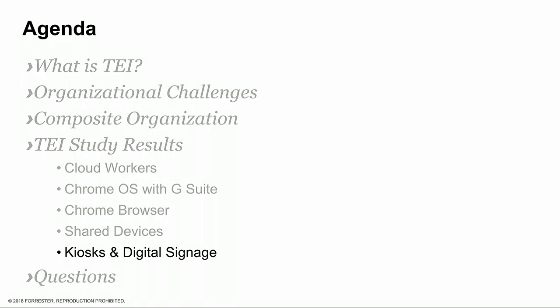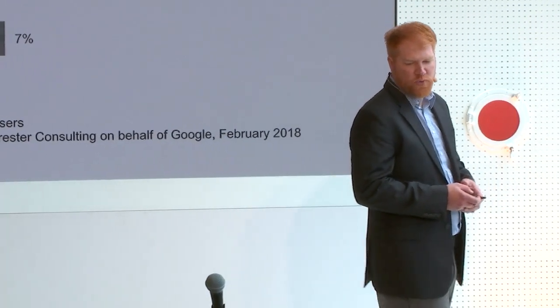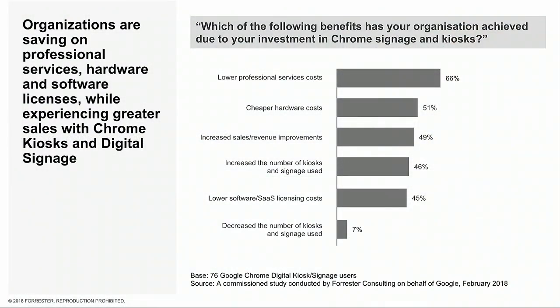The last study that we looked at was kiosks and digital signage and how organizations were deploying these kiosks and digital signs within their organization. And if you think back to our composite, they ended up deploying 450 kiosks and digital signs. So with this, we asked, which of the following benefits has your organization achieved due to the investment in Chrome signage and kiosks? First one here was lower professional service costs. They didn't have to hire companies to actually manage their services and the signboards and the kiosks within all these locations. Cheaper hardware costs, increased sales and revenue improvements, increasing the number of kiosks and digital signage used. They were able to take the savings that they saw and purchase more kiosks and signs, roll them out company-wide.